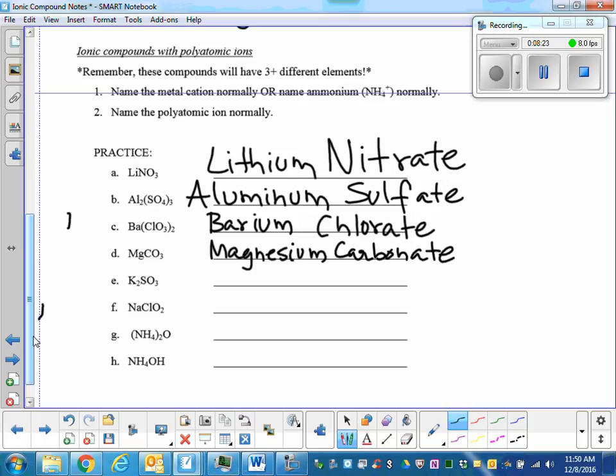Celine, what is this metal? Potassium. What is the polyatomic ion here? It's SO3, so be careful. Look it up and tell me what it is. Is it sulfate or sulfite? Sulfite. Are you able to recognize that it's an ITE?